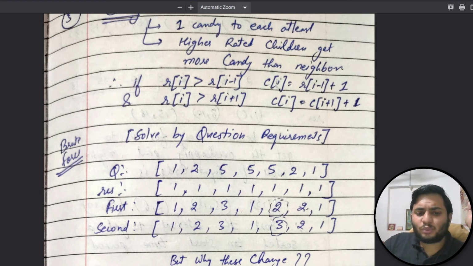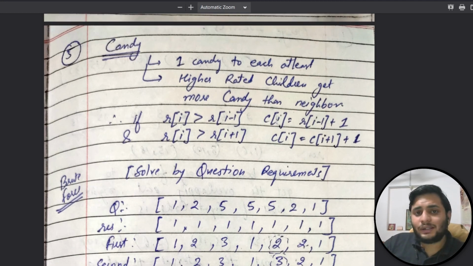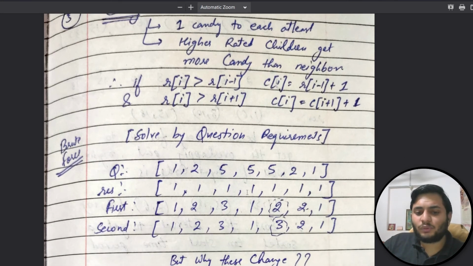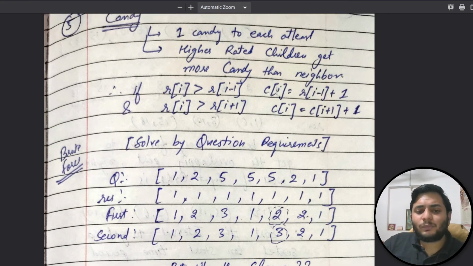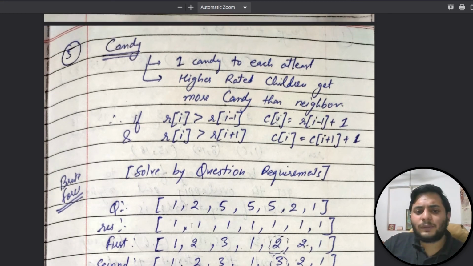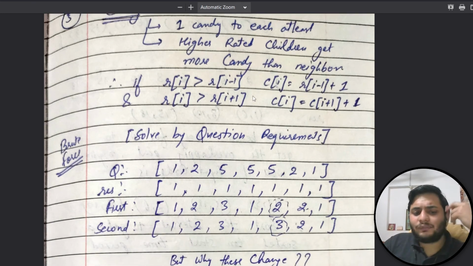The question is this: 1 2 5 5 2 1. That is the rating given to each student, and for our result, first I need to give at least one candy to everyone, so 1 1 1 1 1 1. Then I'm going to work on the question and compare with left or right. At this position I am comparing with left and right. Left is not available, so with 2. As 1 is not greater than 2, the candy amount is 1.